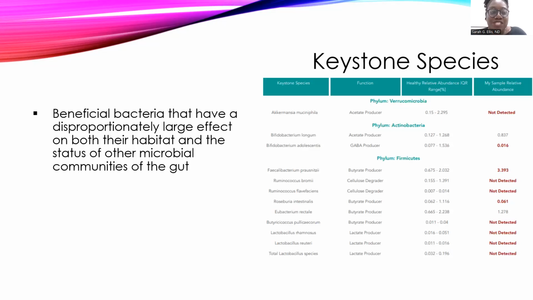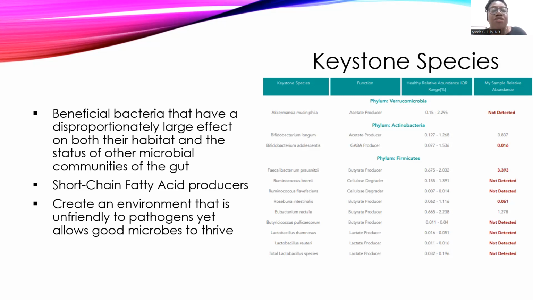Now, keystone species. I think of keystone species as the sentinels of our microbiome. They set the tone for our gut by creating an environment that supports the growth of beneficial bacteria while crowding out pathogenic bacteria. They have a very big effect on both the habitat and the status of other microbial components in the gut. They are short-chain fatty acid producers, and they create an environment, as I said, that's unfriendly to pathogens, but lets good bacteria thrive.